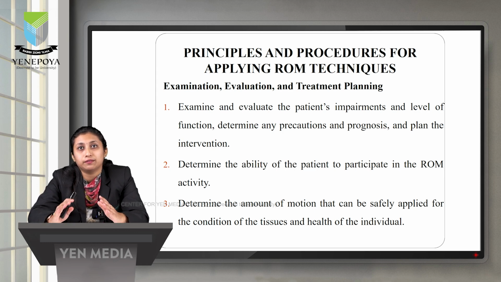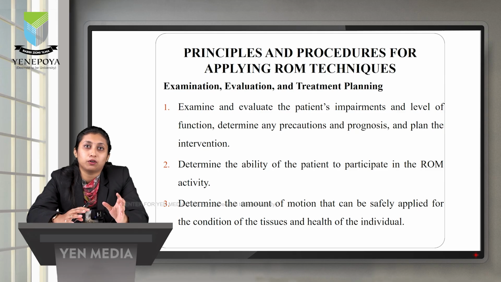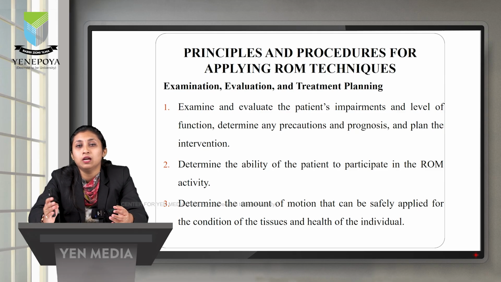So examine and evaluate how much your patient's impairment is, what is the level of dependency and independency in your patient, what your patient is capable of doing. First you have to know that, and then determine what precautions need to be taken before giving the range of motion exercise, and then the prognosis, and then what the plan of treatment is to improve the range of motion for that particular patient.